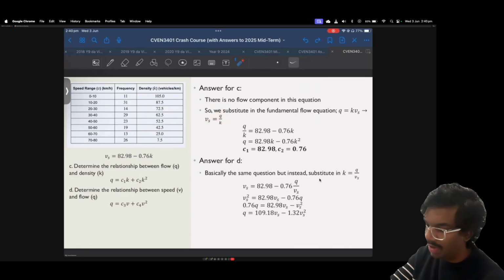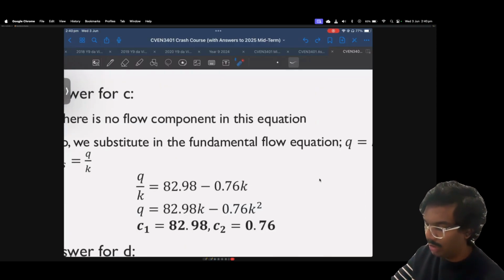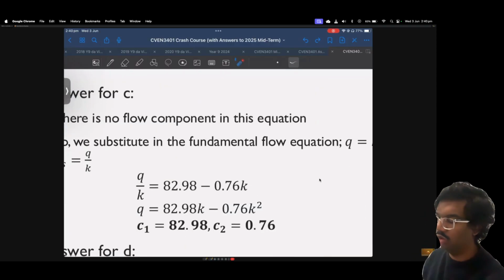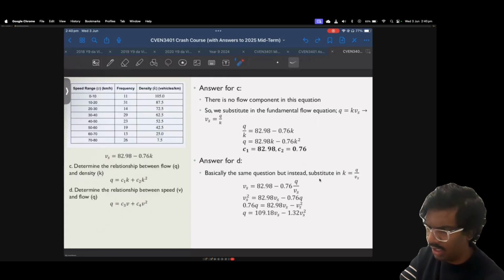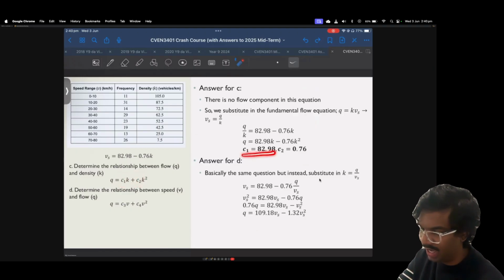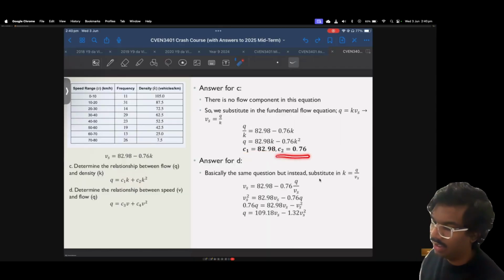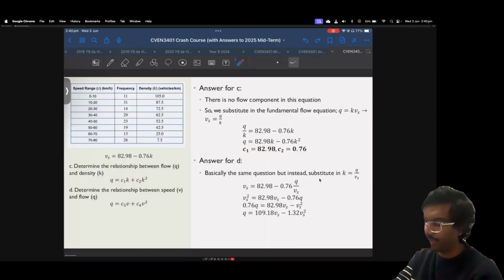Okay, so Q over K equals 82.98 minus 0.76K. Q equals 82.98K minus 0.76K squared. Now, if you check the question, it wanted us to find the values of C1 and C2, okay? So you can write that C1 is 82.98 and C2 is 0.76.